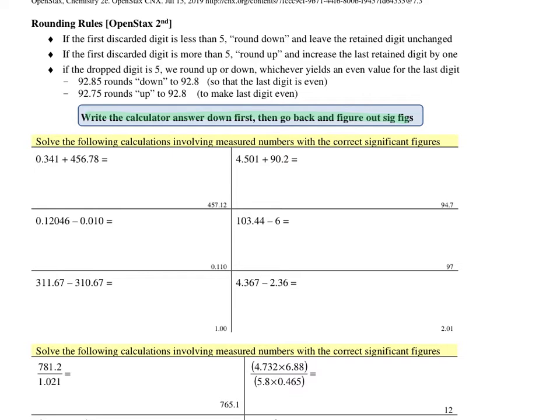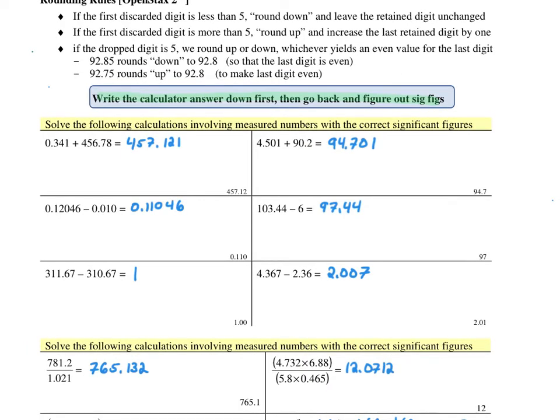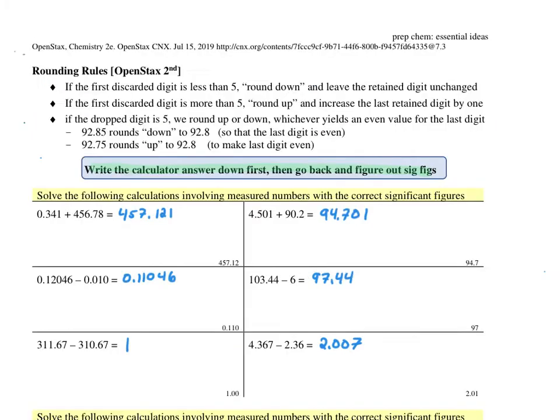To speed things up, I'm going to go through and write down the calculator answer for all of these problems. The first set of problems are all addition-subtraction. Now in addition-subtraction, we need to be focused on decimal places. If we look at this first problem, we see our first uncertain decimal place is the third decimal place, which corresponds to the thousandths place. And the second number is good to the hundredths place.